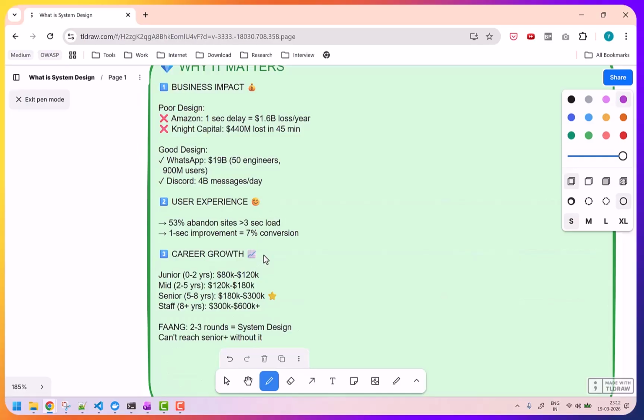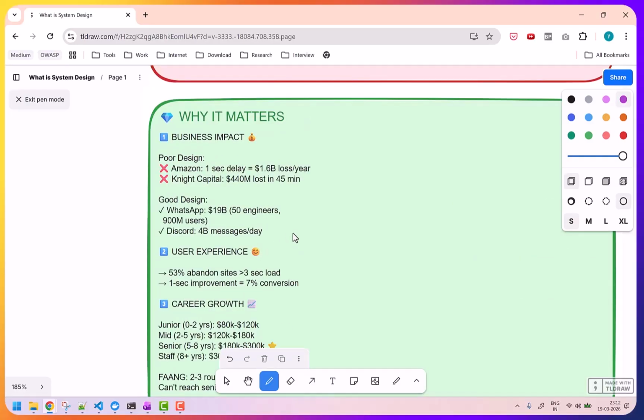Now let's try to understand why system design is so important. System design has a business impact. For example, if your design is poor, that's what happens. If a user logs into Amazon and tries to click on buy now, but there is a lot of delay in getting the transaction processed, right? Then he might leave that application altogether. And that's what actually happens. Amazon faces a 1.6 billion loss per year if there is a 1 second delay.